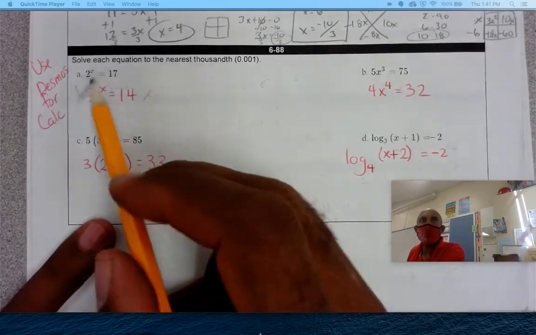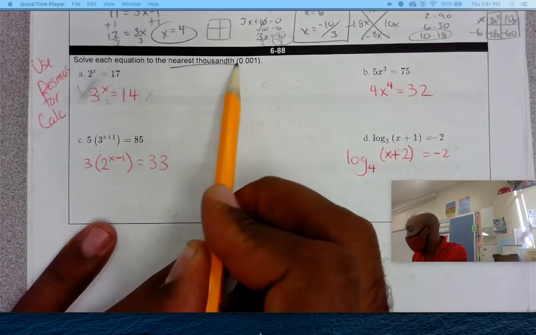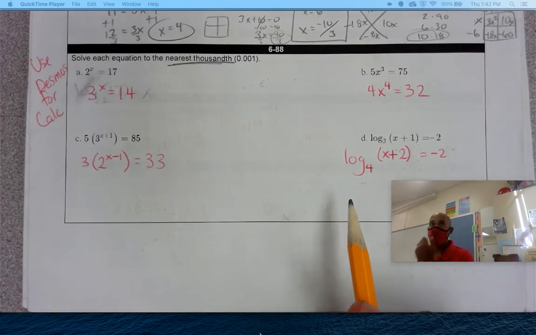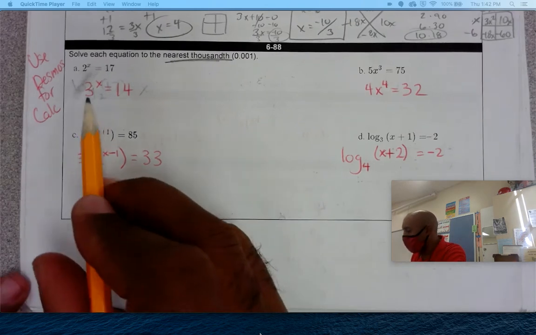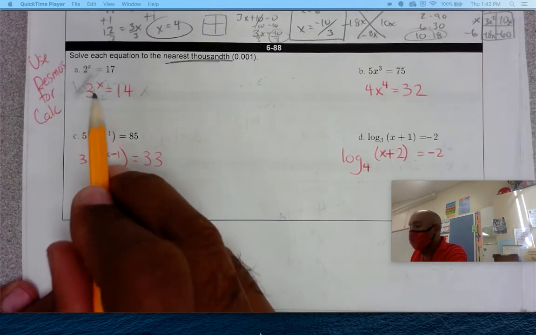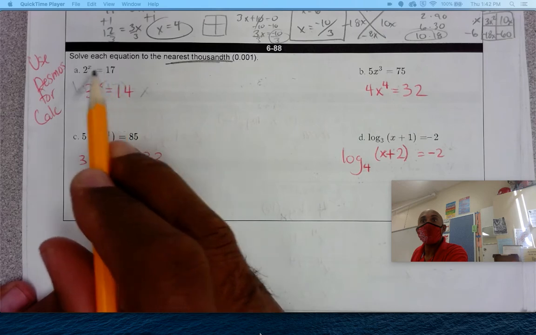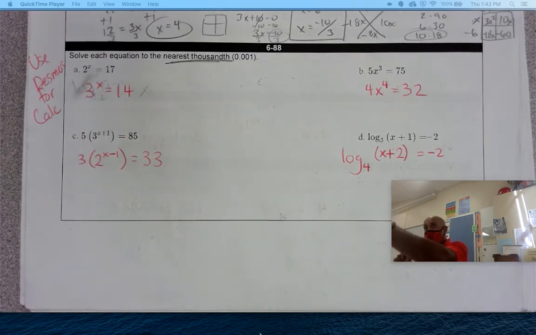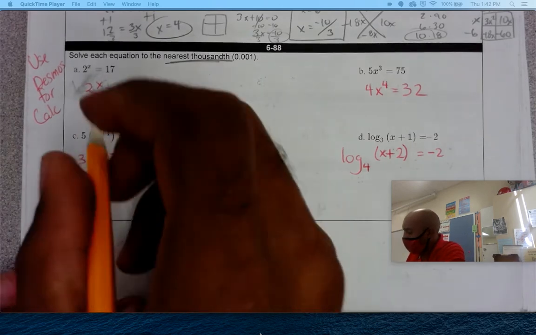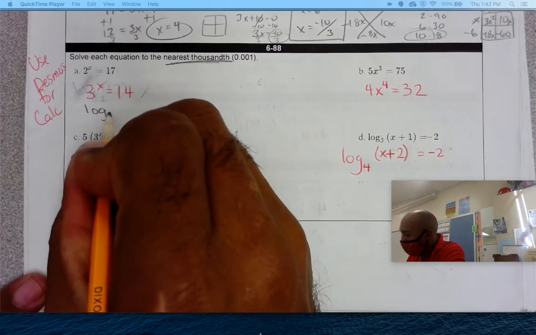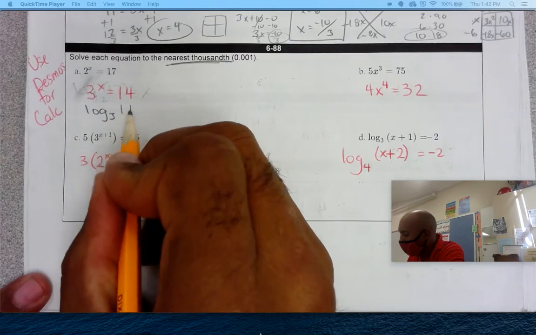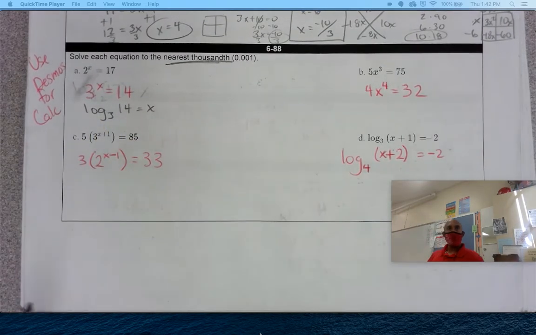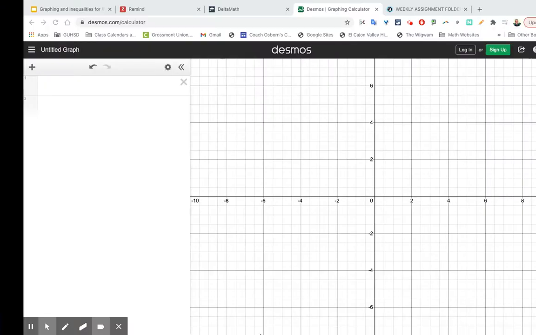Okay, so solve each equation to the nearest thousandth. So as soon as I hear that, to the nearest thousandth, that means calculator time. I'm going to use a calculator. All right, so here, let's set this up in log form since it's in exponential form and that x is in the exponent. So to get it out of the exponent, I'm going to put it in log form. So log base 3 of 14 equals x. So basically, I plug in log base 3 and 14, and that's going to give me the solution.